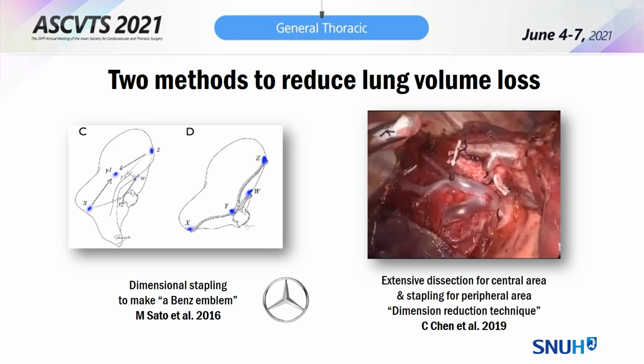This is a very common technique. This photo was taken by Chen Chun, and he named this technique the dimension reduction technique. Whatever the name is, this is a very useful technique for complex segmentectomy. In my personal practice, for a simple segmentectomy, I use dimensional stapling, just the stapling. For a very complex segmentectomy, for example, the basal segment or anterior segment, I usually like to do extensive dissection around the central area. This is the technique.